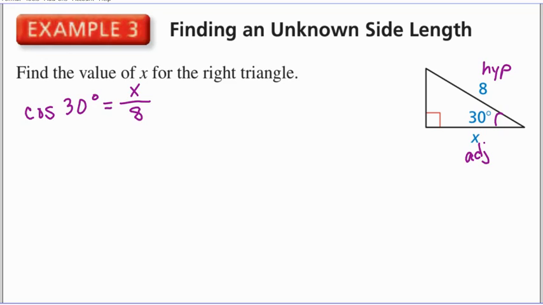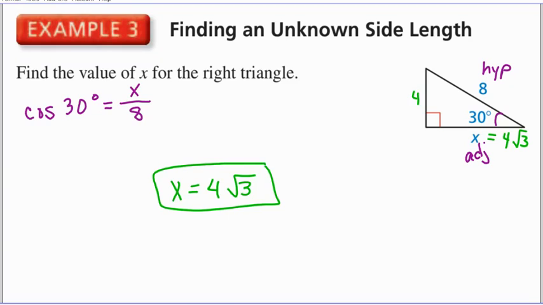I could pull out a calculator and figure that out, or I could use what I know about special right triangles. This is a 30, 60, 90 triangle. The hypotenuse is 8, which makes the short leg 4, which makes this long leg equal to 4 times the square root of 3. So x is simply going to be 4 times the square root of 3. And that's so much faster than pulling out a calculator.